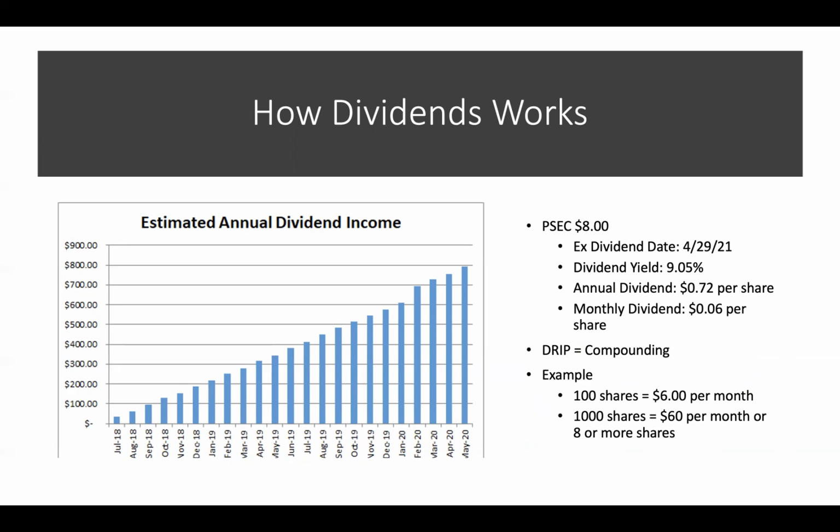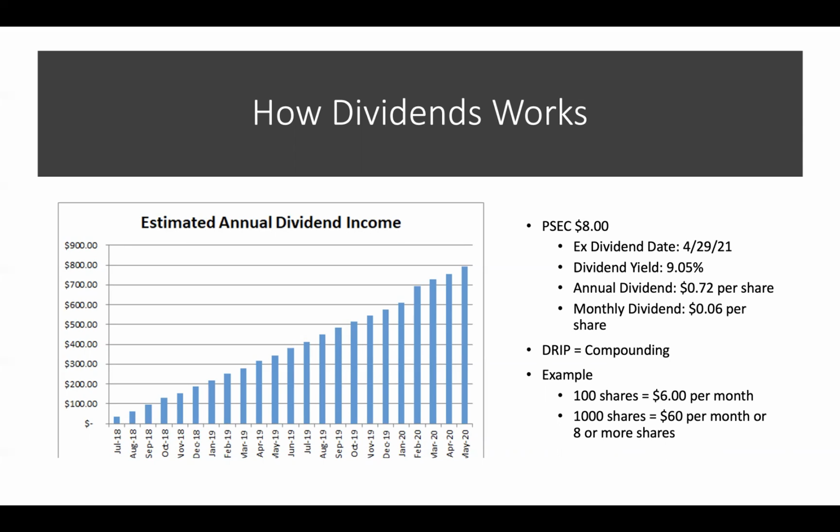I always go by the date before. So let's say I have 2,000 shares of this on April 28th. And let's say the payout date is May 15th. On May 15th, I'm going to get 2,000 times the dividend that they're offering for the month, which is 6 cents. And that's how much I will get back in my account in cash.